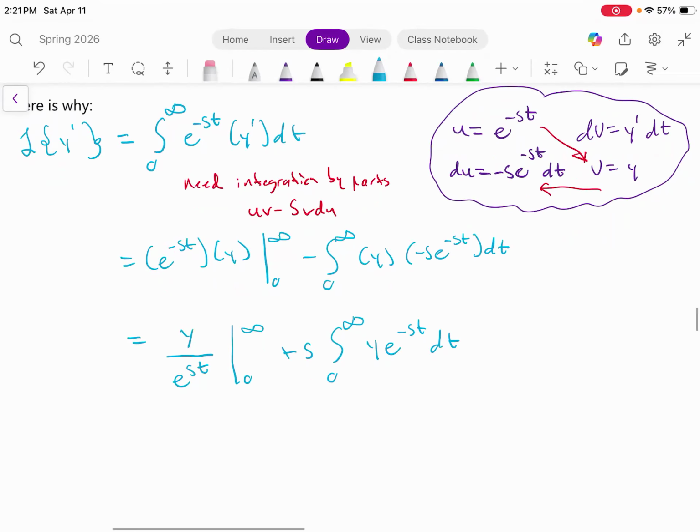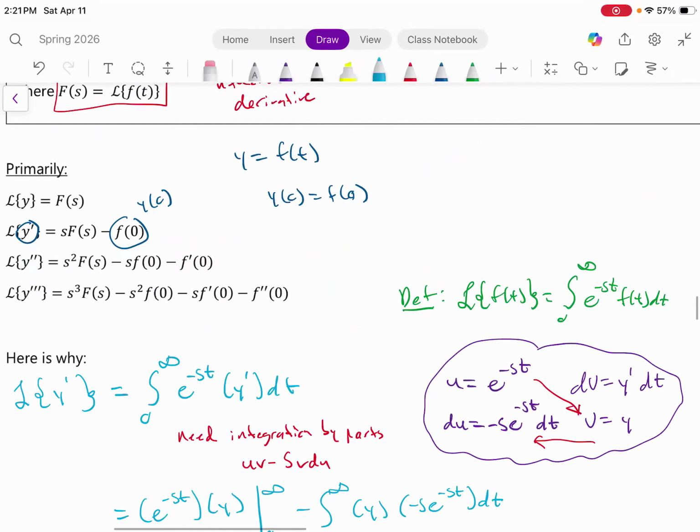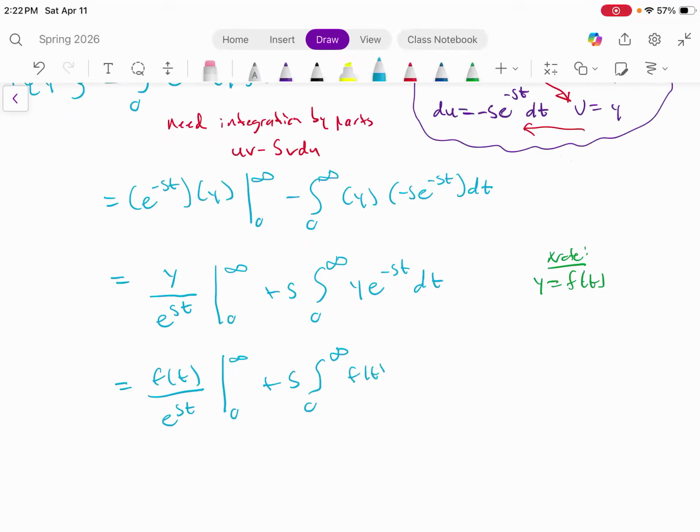Okay, and one other thing I want to do is change y, because remember, y is the same thing as f of t. I think I want to change y to be f of t so that it could be a little clearer what is going on. So I'm going to write y equals f of t. Okay, so this would be f of t over e to the st from 0 to infinity plus s times the integral of 0 to infinity f of t e to the negative st dt.